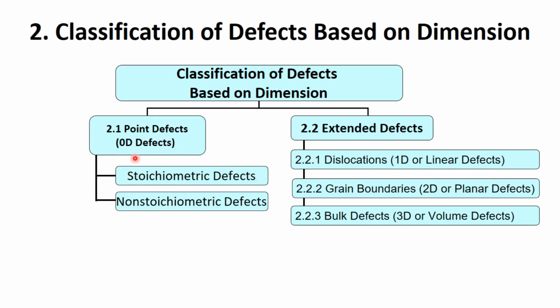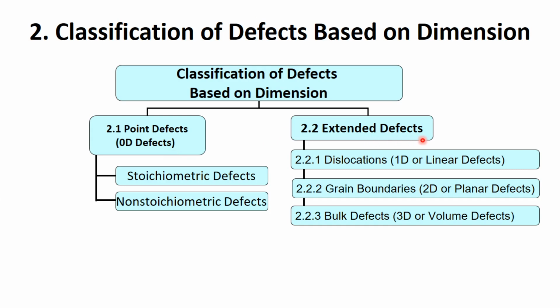Point defects are zero-dimensional defects. It means these are defects that happen only on one site. Zero dimension means a dimension which is not extended, which is constrained like a point. So that's why it's called a point defect.